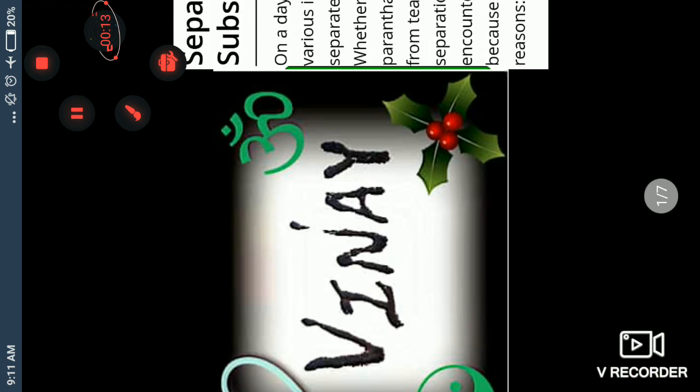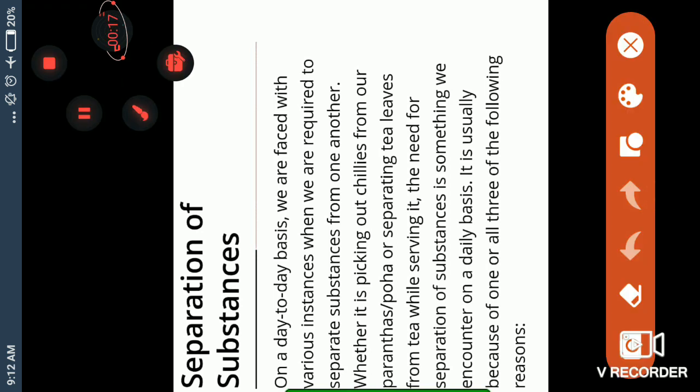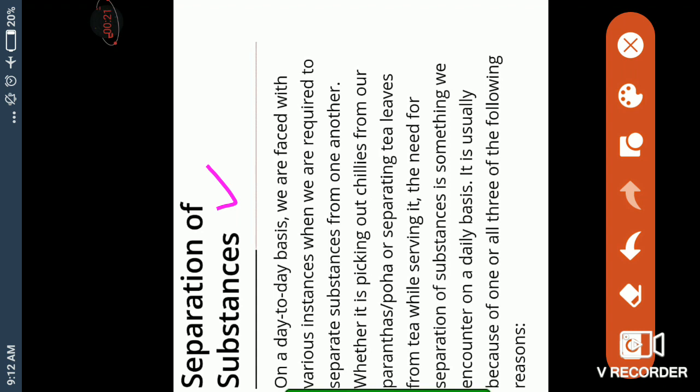Okay, so here we are going to start a new lesson. The name of the lesson is separation of substances, meaning how to separate substances. These are soft, these are hard, this is liquid, this is solid.